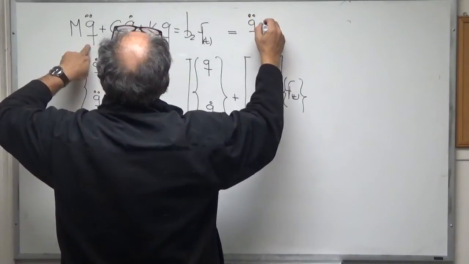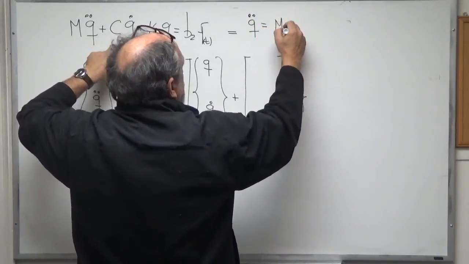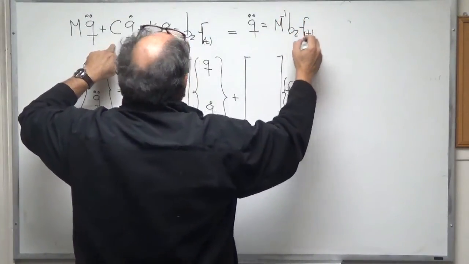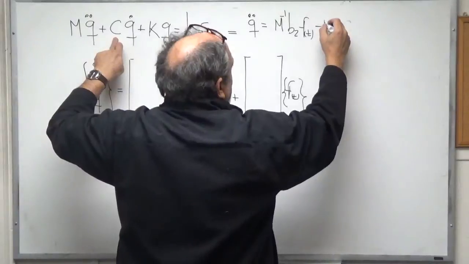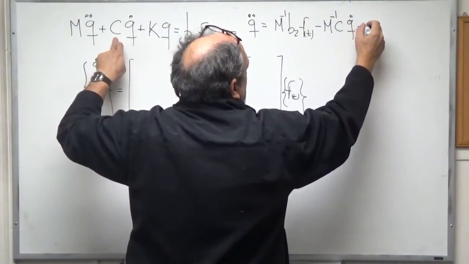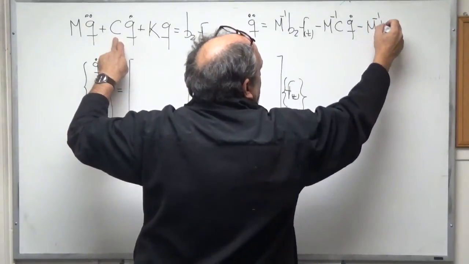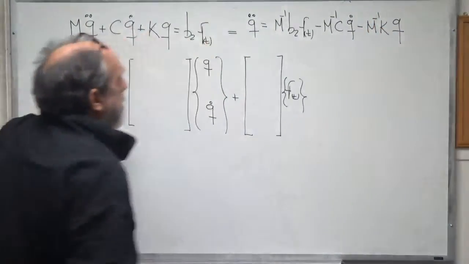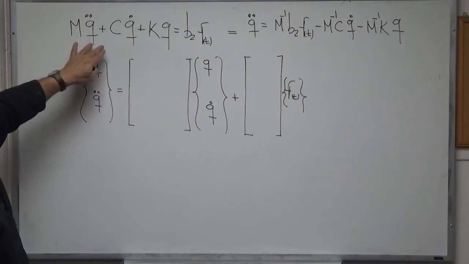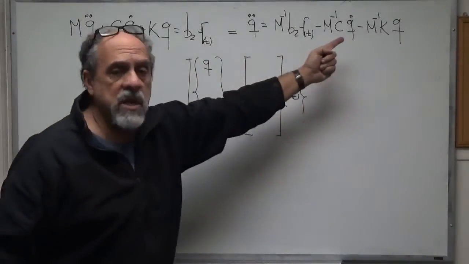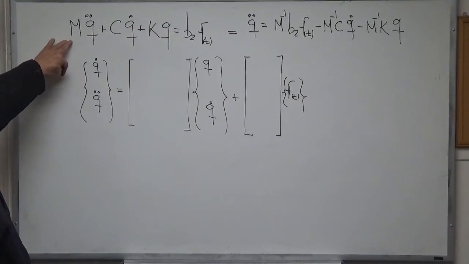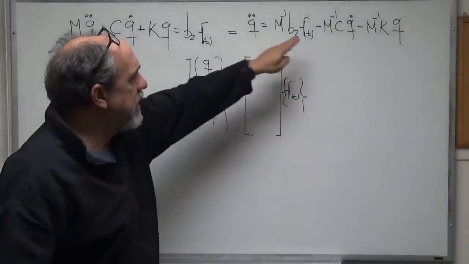Now from this equation, if we multiply by m to the minus 1, you can see that q double dot would be equal to m to the minus 1 B2 times F(t) minus m to the minus 1 c times q dot minus m to the minus 1 k q, right? So multiplying this equation times m to the minus 1 and solving for q double dot gives us that.